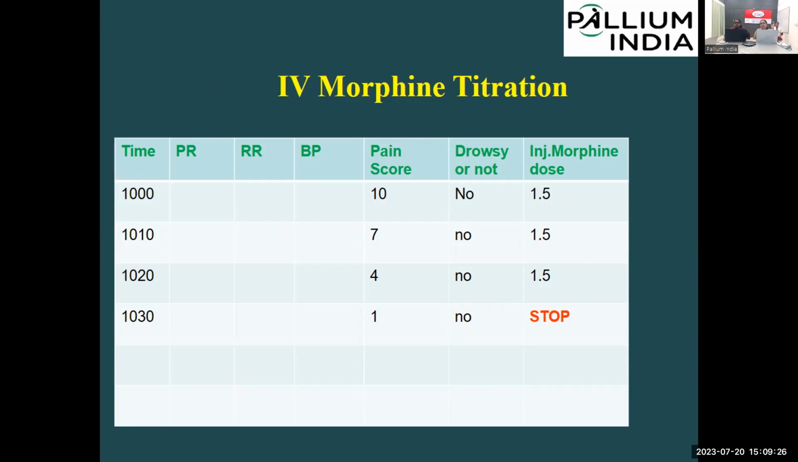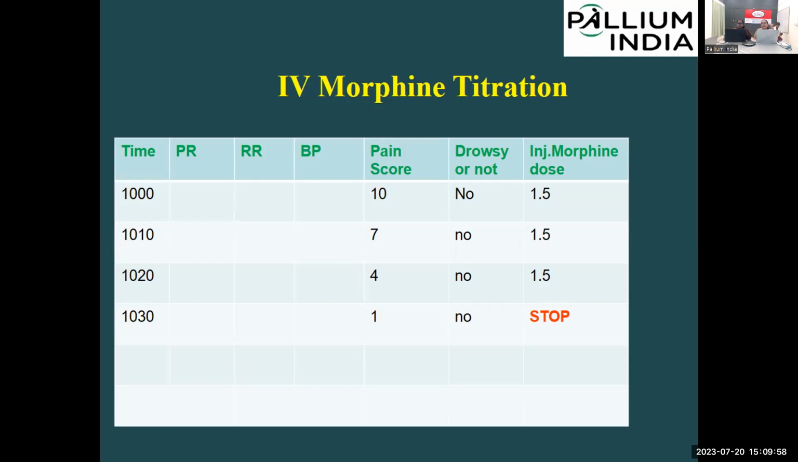Suppose a patient was started on IV morphine titration at 10 a.m. Initially, we do the pain assessment and record the pain score. The patient was having 10 on 10 pain and was not drowsy at that time. So 1 ml of injection morphine, which contains 1.5 milligram of morphine, was given. Wait for 10 minutes. Again, record the pain score. The pain score at 10:10 is 7/10 and the patient is still not drowsy.